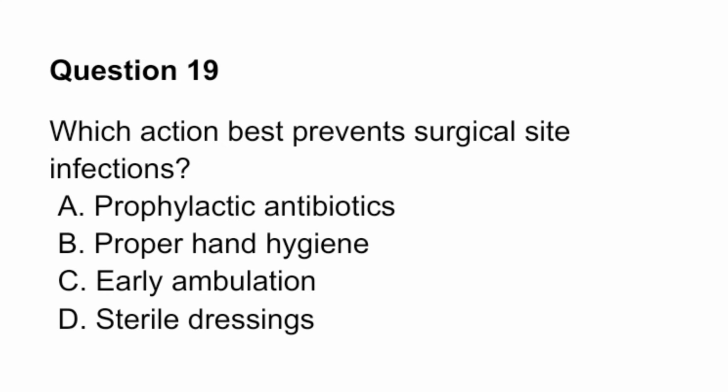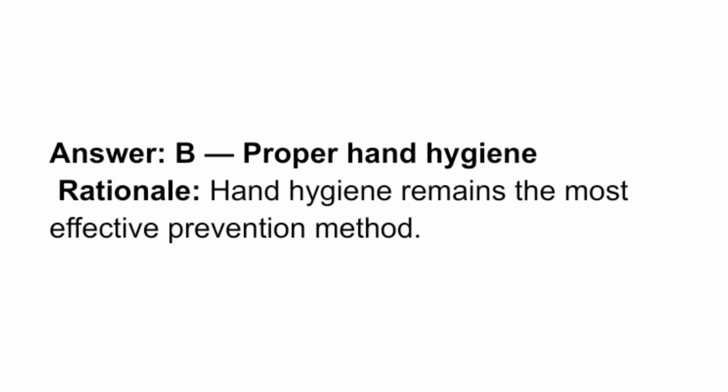Question 19. Which action best prevents surgical site infections? A. Prophylactic antibiotics. B. Proper hand hygiene. C. Early ambulation. D. Sterile dressings. Answer, B. Proper hand hygiene. Rationale, hand hygiene remains the most effective prevention method.